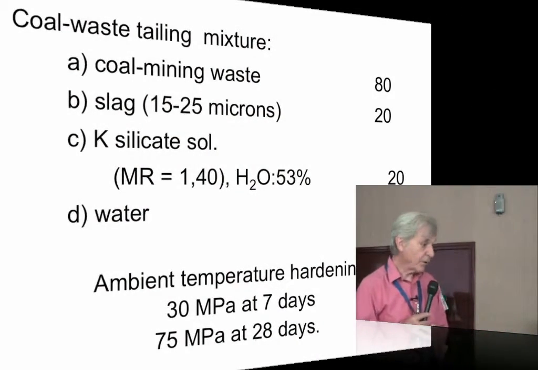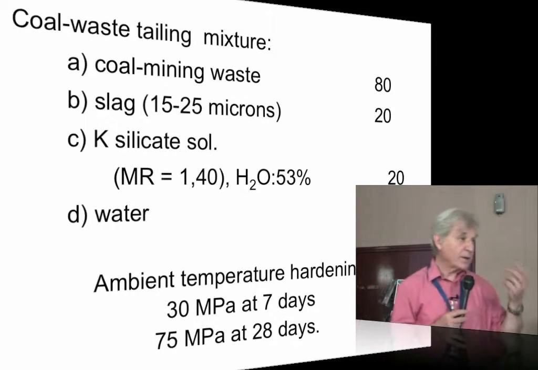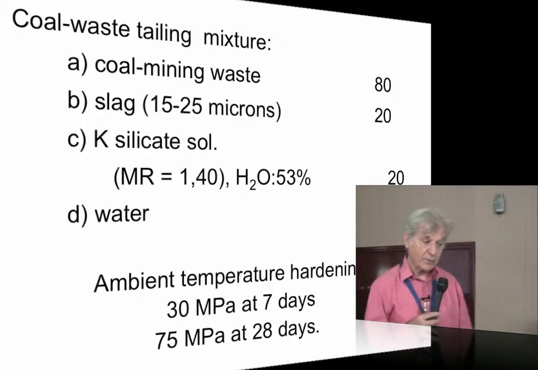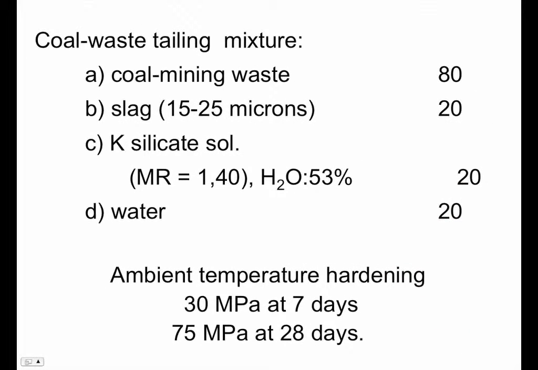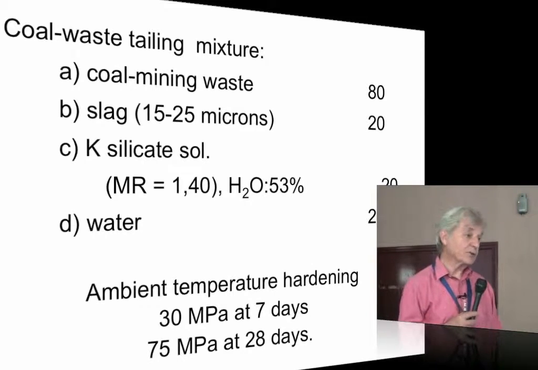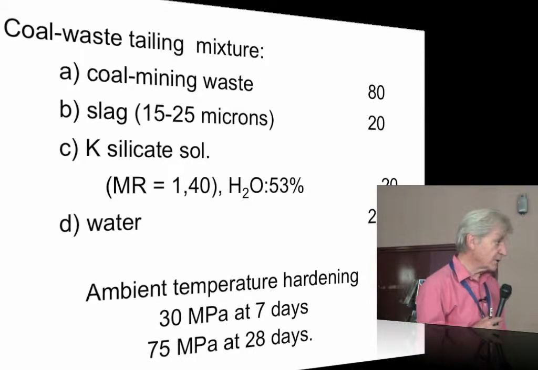So we made the following mixture, which is characteristic of one mix, and could be changed depending on the coal waste. 80 parts of coal mining waste, 20 parts of slag, 20 parts of potassium silicate with 0.40 molar ratio, 47% concentration, and we add 20 parts water. Curing at 7 days, 30 MPa; at 28 days, 75 MPa. That is too much anyway, which means we may reduce the quantity of alkali.